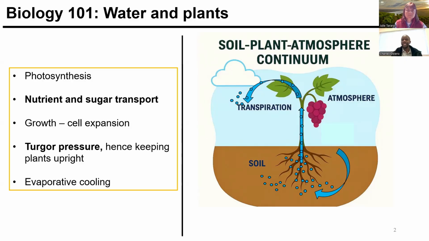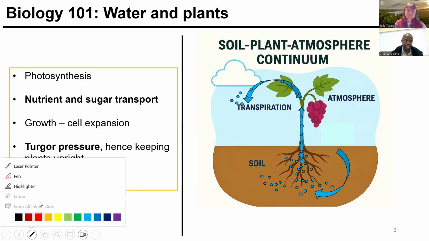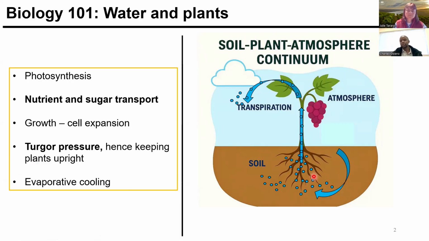Basically, what it means is that the soil, let me have a pointer here, the soil is going to hold water. The roots are going to absorb that water. The plant, through the stems, is acting as a conduit. The water needs to move either to the root, to the fruits, or to the leaves, and out of the leaves through transpiration. And this happens because in the atmosphere there is a higher evaporative demand.